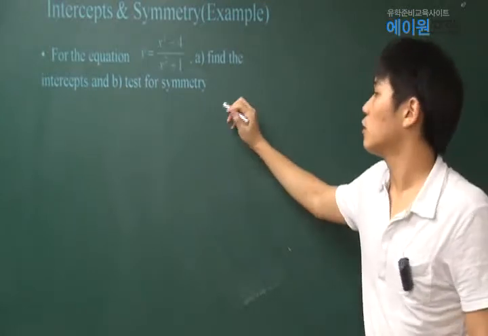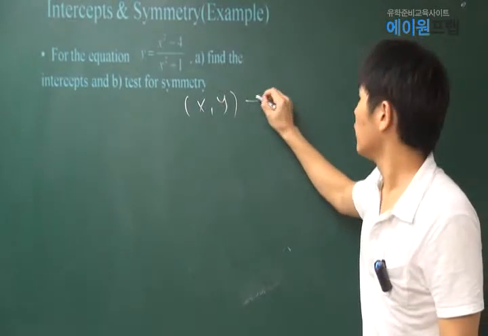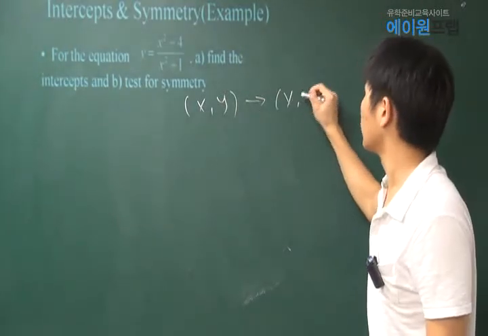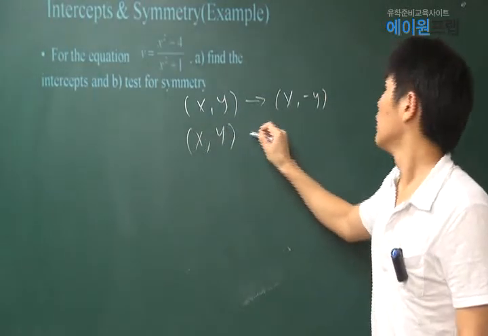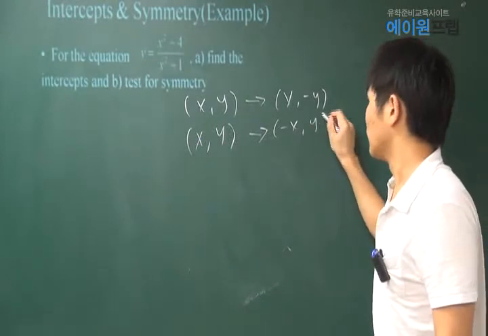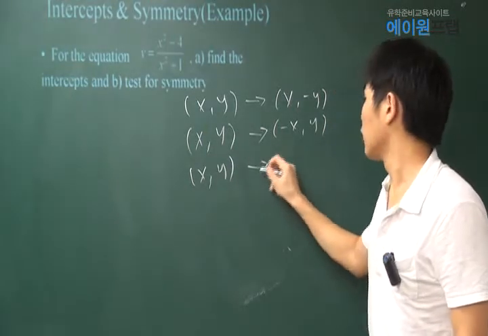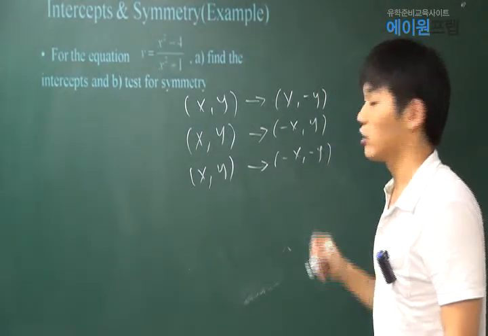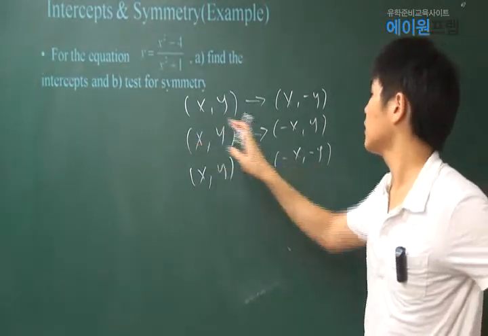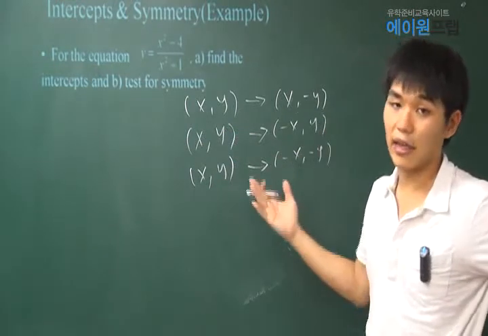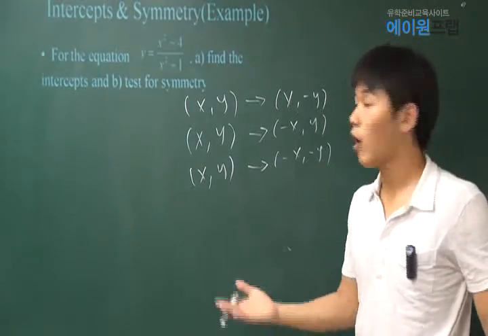Now, testing for symmetry, what's important to remember is the three different types of symmetry. If for every (x, y) there exists (x, negative y), this is symmetric to the x-axis. For every (x, y), if there exists (negative x, y), this is symmetric to the y-axis. And lastly, for every (x, y), if there exists (negative x, negative y), it's symmetric to the origin. The way to test these is that you input x and compare it with inputting negative x, or vice versa, you input y and see the results compared to negative y.